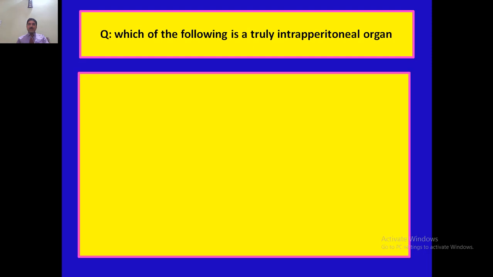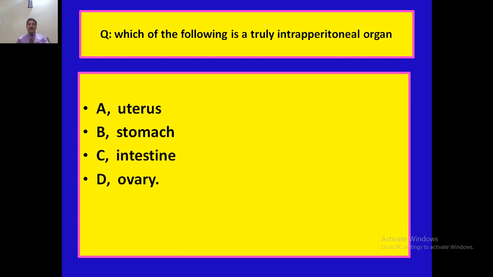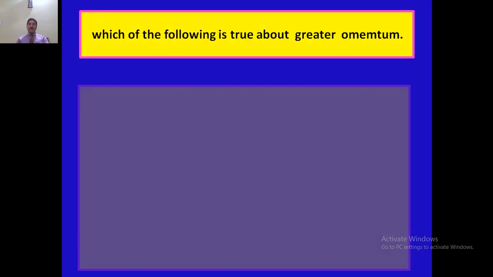Which of the following is a truly intraperitoneal organ? Uterus, stomach, intestine, ovary. The answer is ovary. Though we label the organs as intraperitoneal, actually they lie within the double layered fold of the peritoneum. They are not the contents of the peritoneal cavity. Ovary is the only abdominal organ which is truly intraperitoneal.